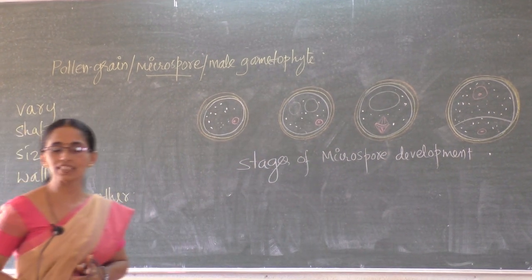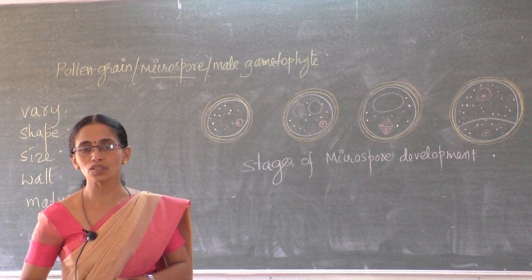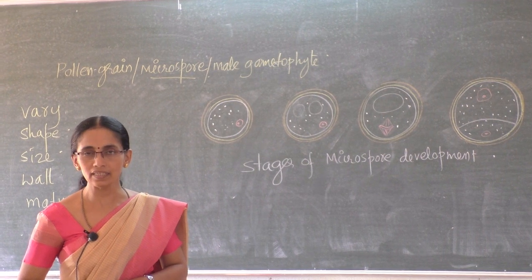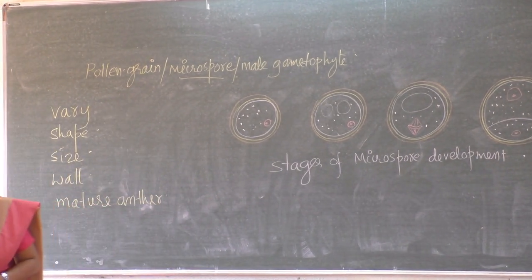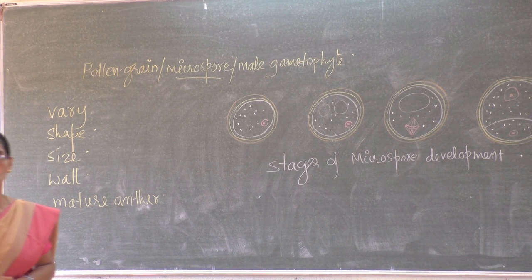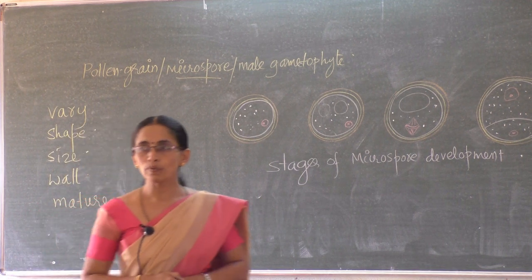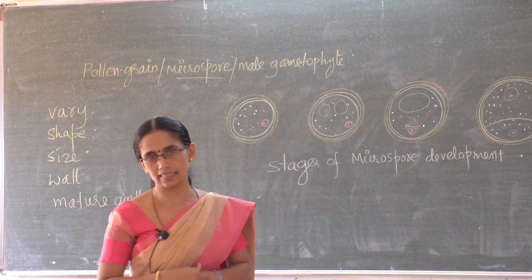So in the last class we studied up to the formation of pollen grains, the structure of the androecium, and the stages in the formation of pollen grains. So what are pollen grains? Pollen grains are microspores, male gametophytes. When the anther dehisces, these pollen grains are released.